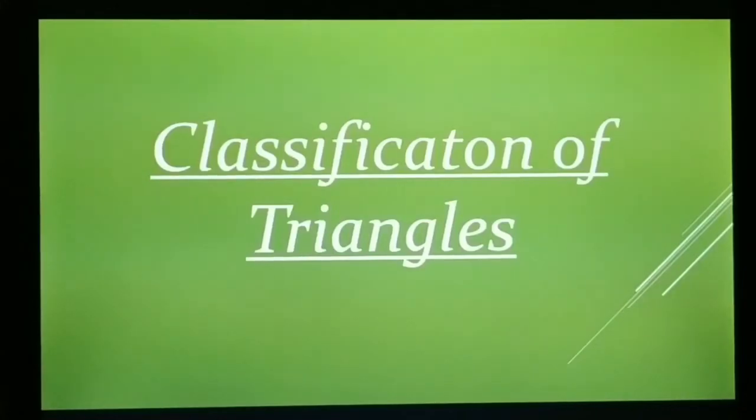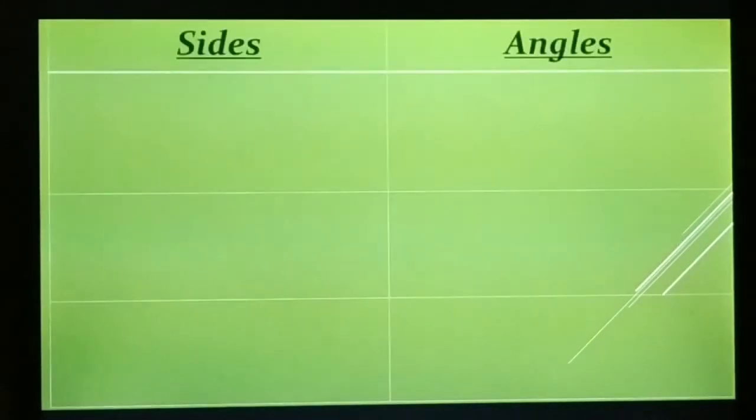Show me how many different types of triangles you can form. Now let's move forward and learn about the classification of triangles, or the properties of triangles. How do we differentiate between the triangles and where do we put them? So we have sides and angles through which we identify what type of triangle it is.